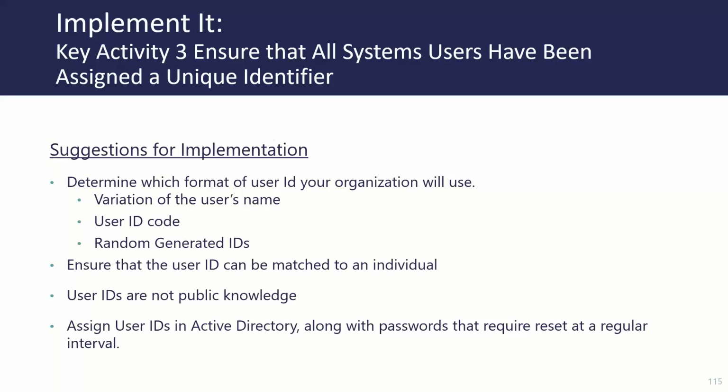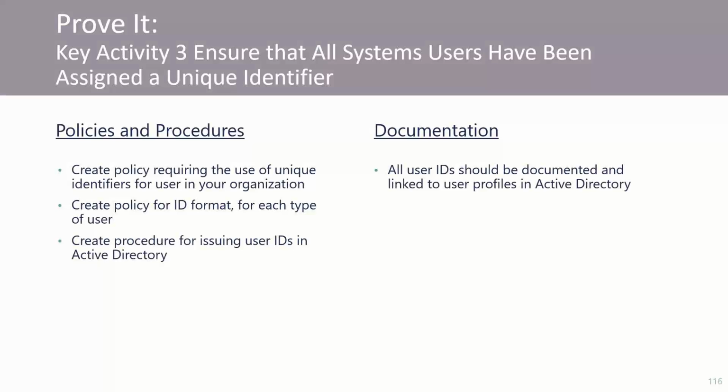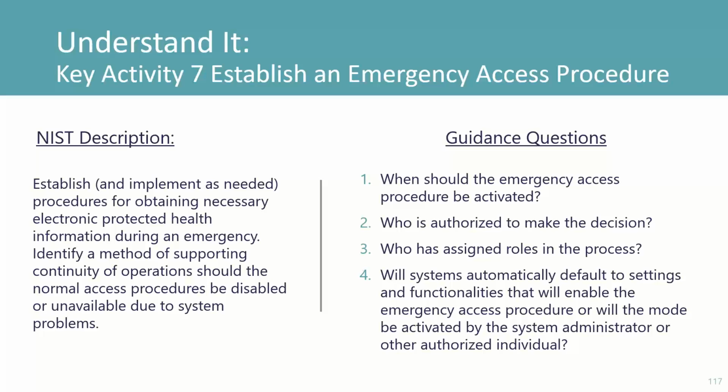Then we have to ensure that all system users have been assigned that unique identifier. So again, IT, you've got to determine what the format is going to be. We want to make sure that the user IDs are not public knowledge, and assign user IDs in an Active Directory along with passwords that require a reset at regular intervals. Now, again, how do we prove that we've done it? We want the documentation. They should all be identified and documented, and they should be in some form of Active Directory. The next is emergency access procedures.